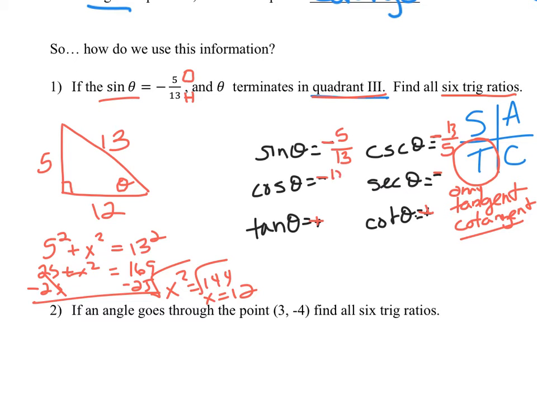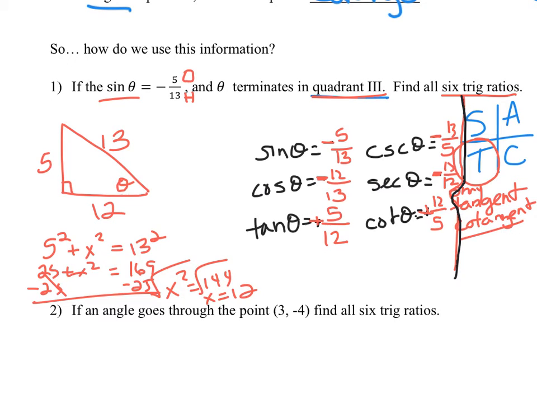Cosine is adjacent over hypotenuse. Secant, flip it. And notice the signs are here still, the negative and the negative. So I've got it. Tangent is opposite over adjacent, and cotangent is that flipped, adjacent over opposite. Sorry about the mess. Oh, I thought I picked black. There we go. Okay, that's it.